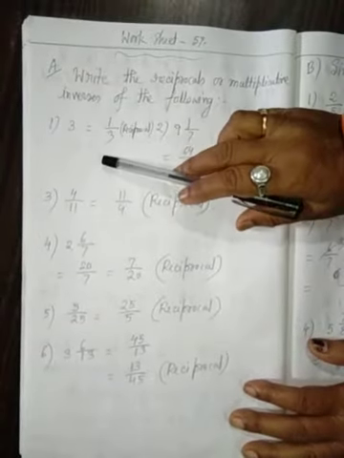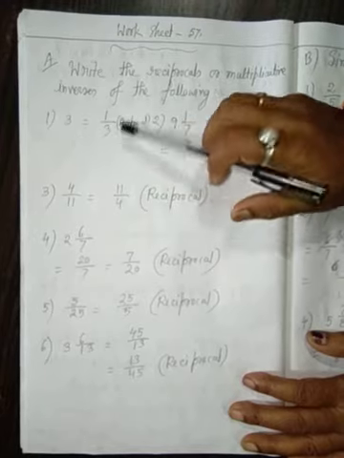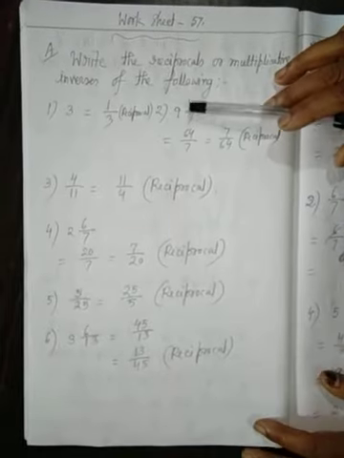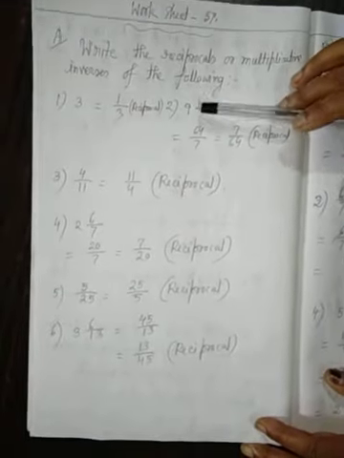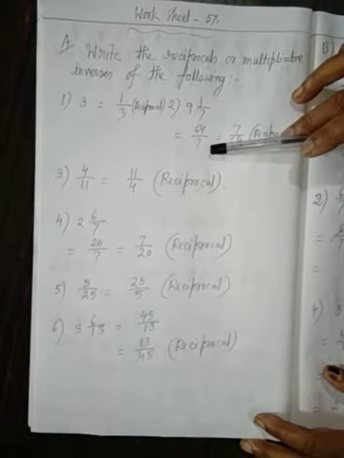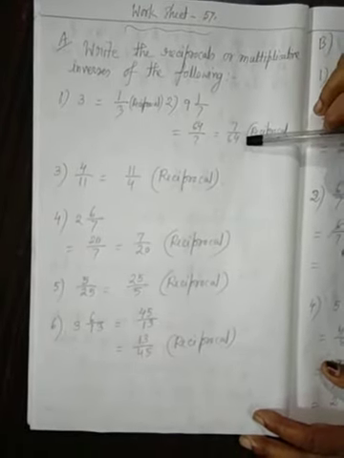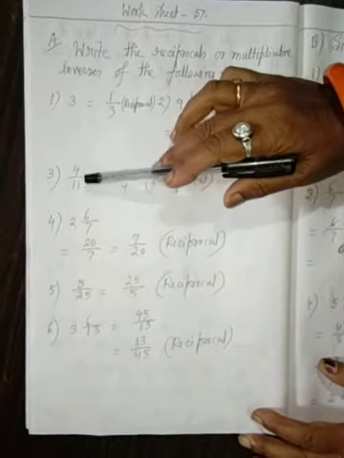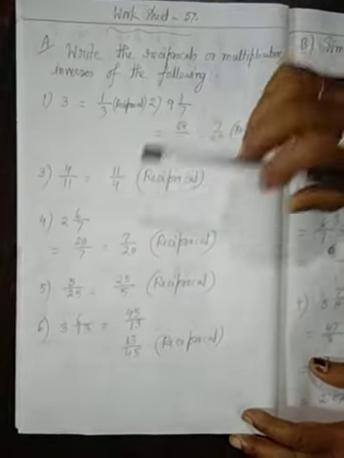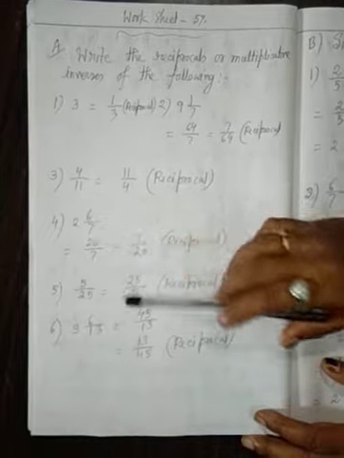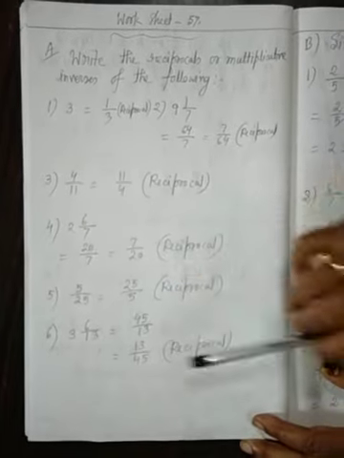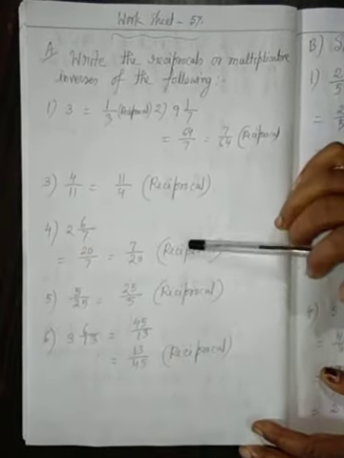1. 3. The reciprocal of 3, which is 3 by 1, is 1 by 3. 2. 9 1 by 7. 7 9s are 63, plus 1 is 64 by 7. The reciprocal is 7 by 64. 3. 4 by 11. The reciprocal is 11 by 4. 4. 2 6 by 7. 7 2s are 14, plus 6 is 20 by 7. The reciprocal is 7 by 20.